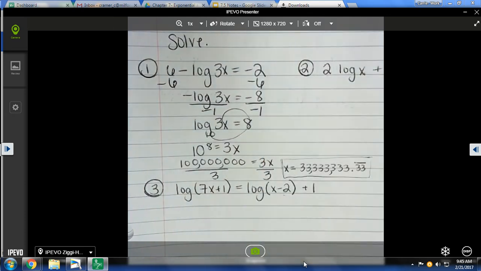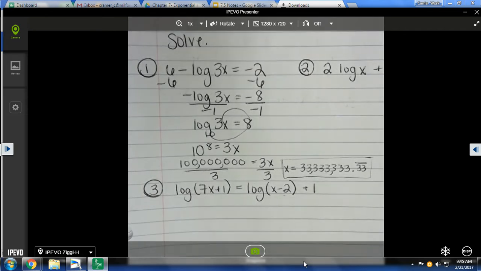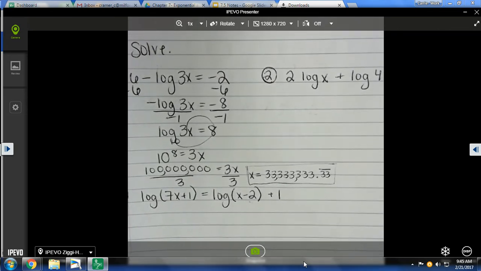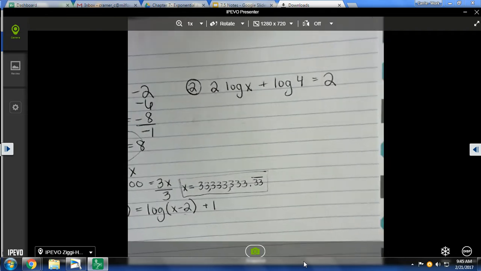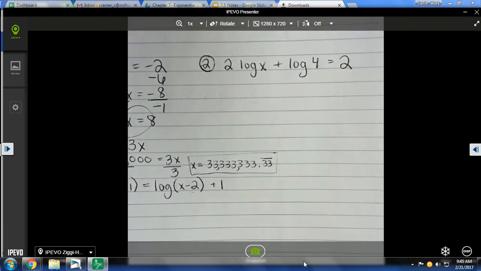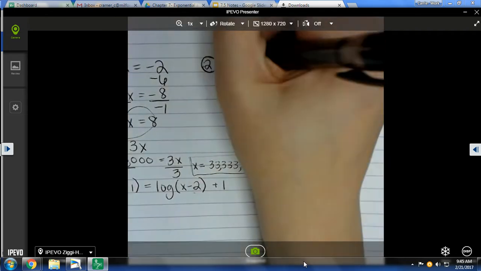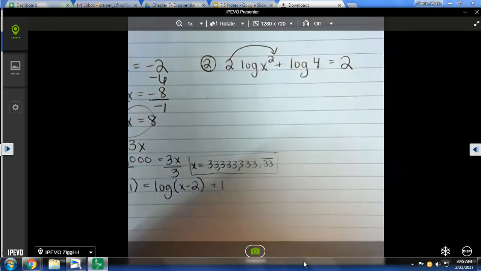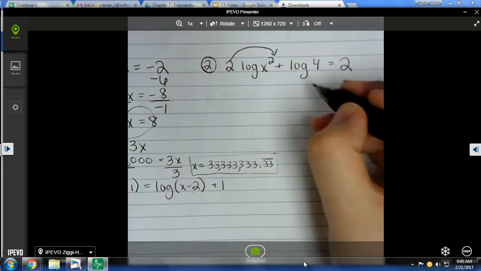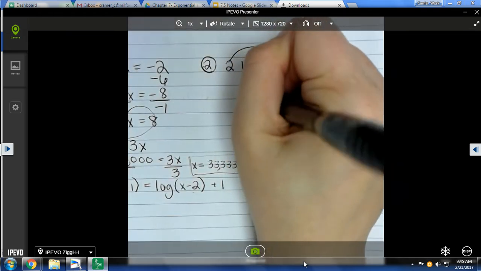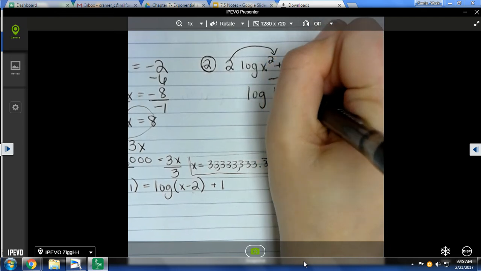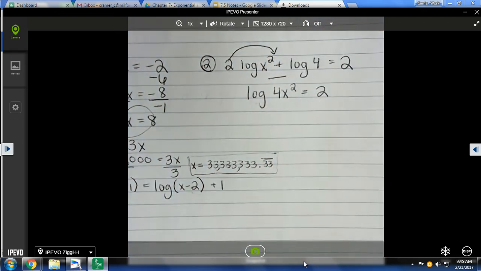So that's just using our properties and evaluating. We really already know how to do that. Over here we have another one with more properties. Here we actually have to use power and product property. So here this 2 would come up, and then we have addition, so it would be product property. So we get log of 4x squared when we multiply those together. That's power and product that are all done in one step.